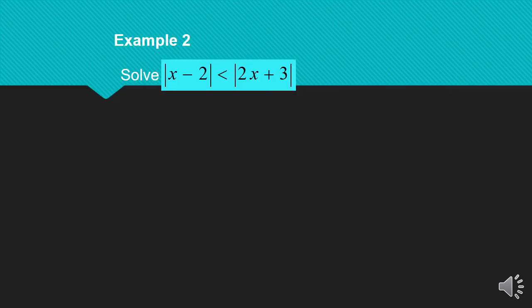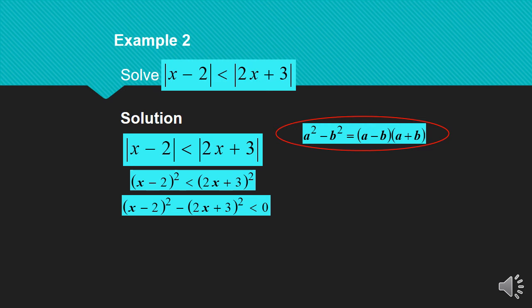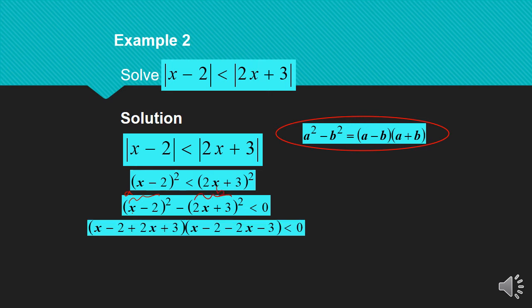Okay. Example 2. This one also has a modulus on each side. So what we can do, we can square both sides, and then we can directly apply the a squared minus b squared form. So this is our a, this is our b. So it will be x minus 2 plus 2x plus 3, and x minus 2 minus 2x plus 3, so it will be minus 2x minus 3. So simplify each bracket. What we will have is 3x plus 1 multiplied with negative x minus 5 less than 0.